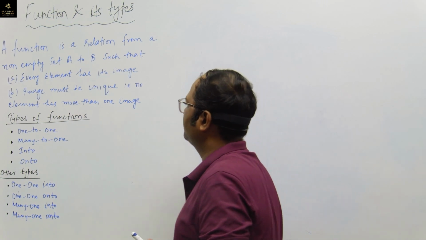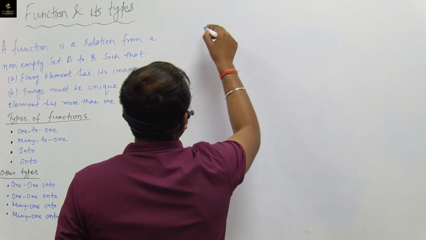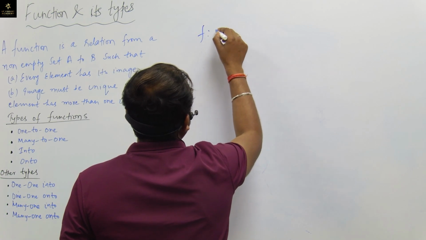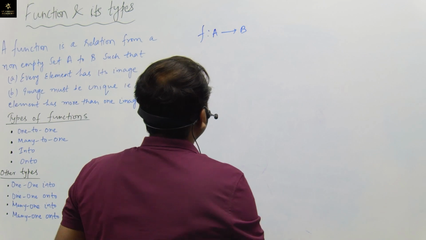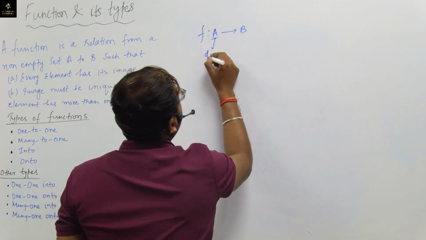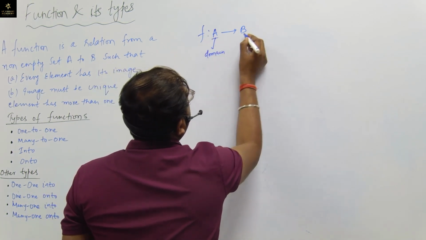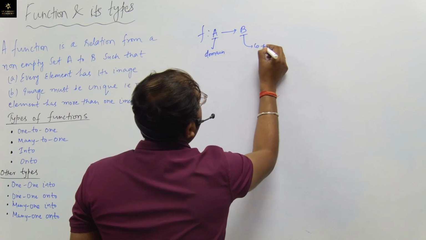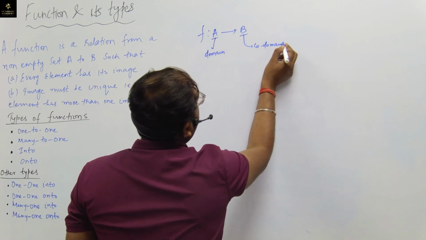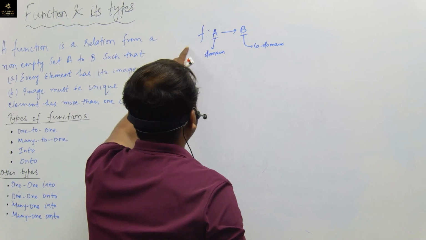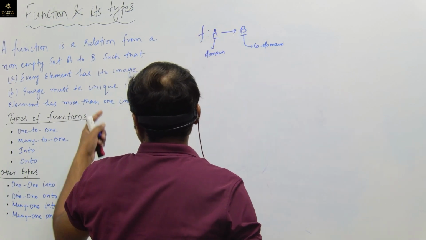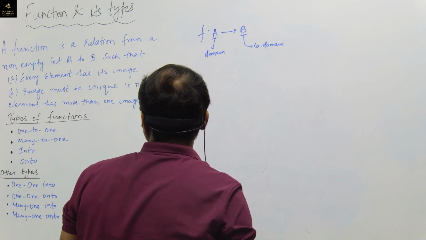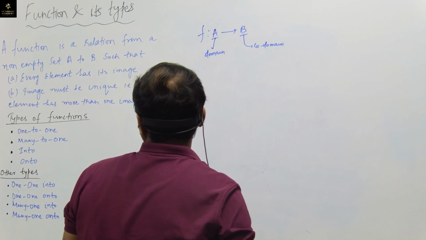So let us represent this. We have a function f. Function f is a relation from A to B. This A is our domain and this B is the codomain. So this function is a relation from a non-empty set A to B such that there are two conditions. First, every element has its image, and secondly, the image must be unique.